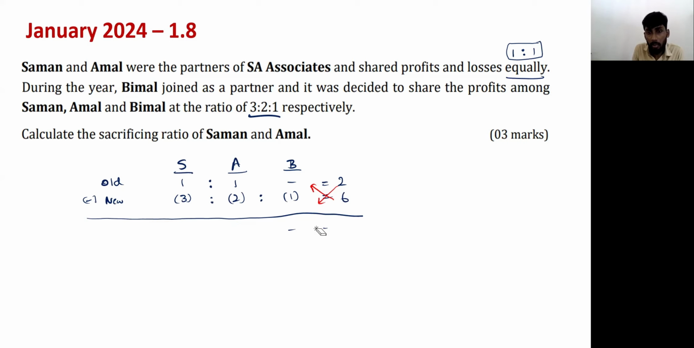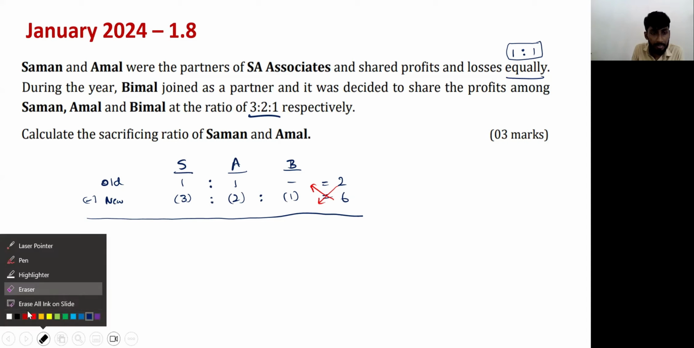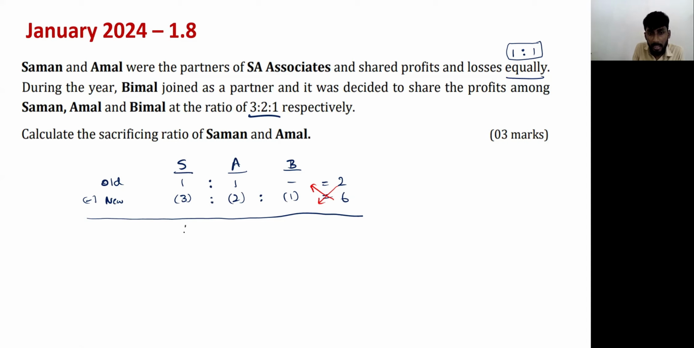So the old one needs to be multiplied by 6. So here it is 6 into 6. So the common denominator will be 12. And then 2 into 3 is 6, 2 into 2 is 4, 2 into 1 is 2. So it will be 12. Now we can do the summation.